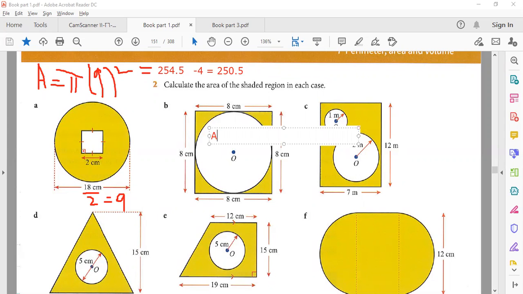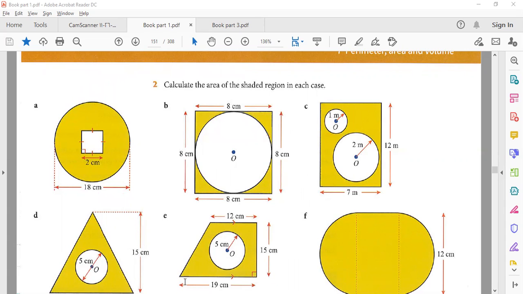Area of the circle is pi r square. Pi is 3.142 multiplied by r square, 4 multiplied by 4, 16. So you will get your answer. This answer minus 64. So we can say that A is equal to 64 minus the answer of the above one, and you will get your correct answer. With the help of this, you can solve all other parts in this question.